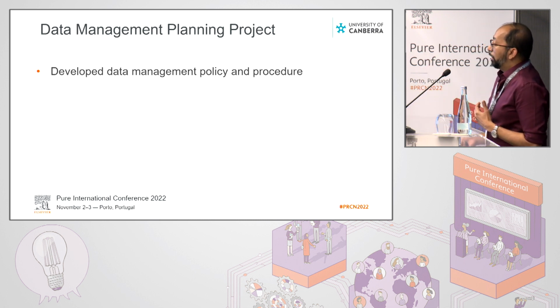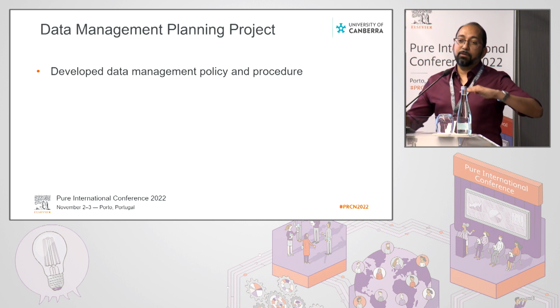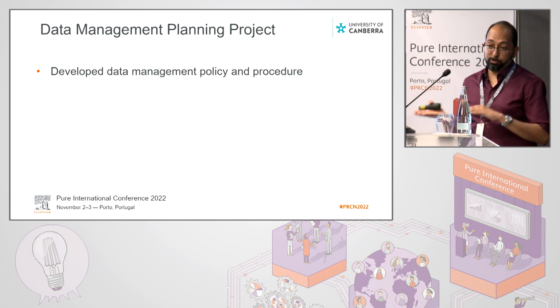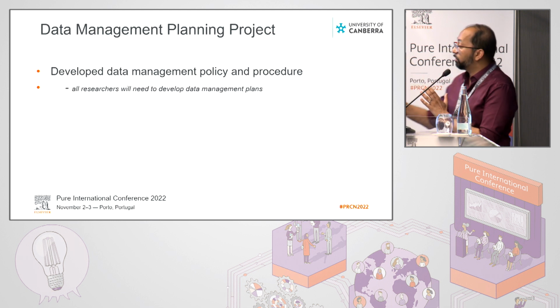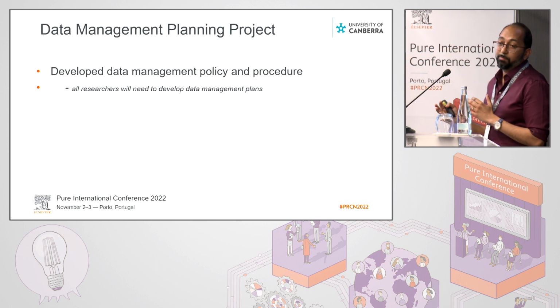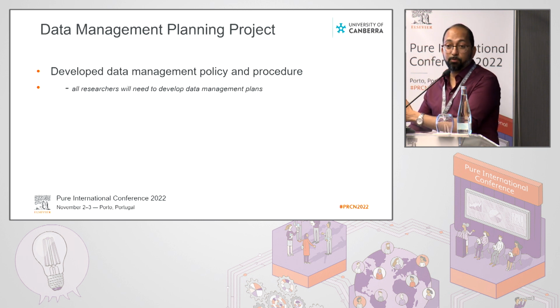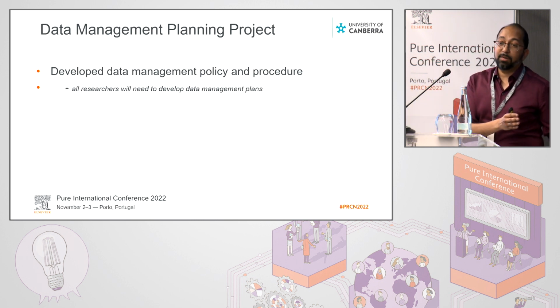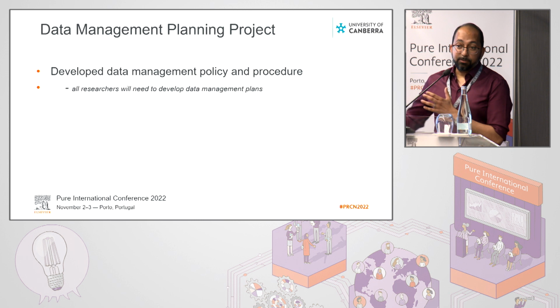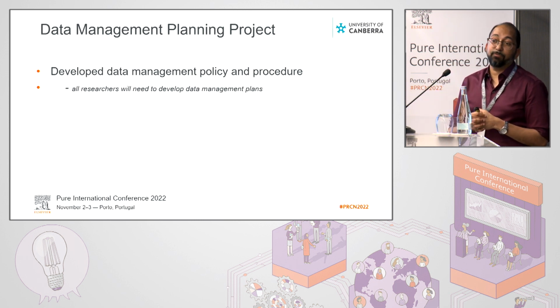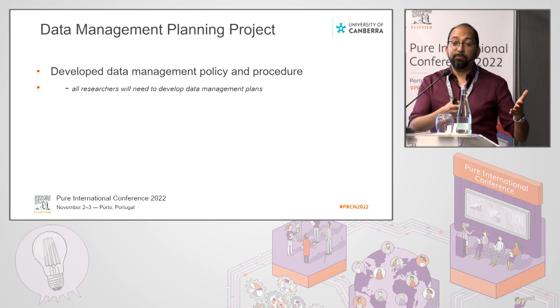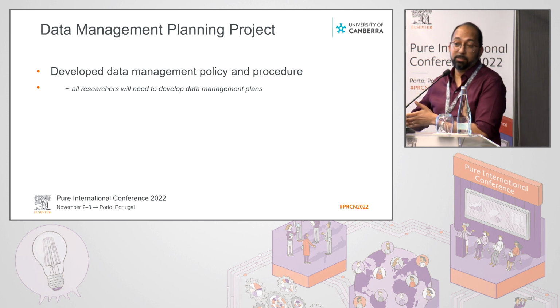And so what we did was we started this project having a little bit of a framework. And the first thing we did, building from the ground up, was developing policy and procedure. And in that policy and procedure, basically, it states that all researchers need to develop data management plans. So researchers who have a research project, they need to develop data management plans. And this ties in with the national funders in Australia, which require that for researchers who have a project that they have funded, that now researchers need to develop data management plans.